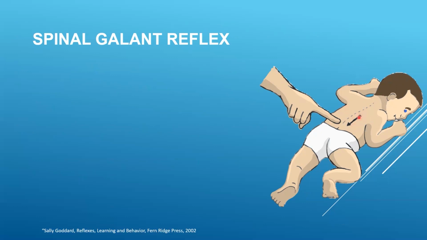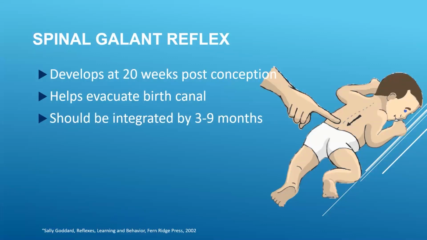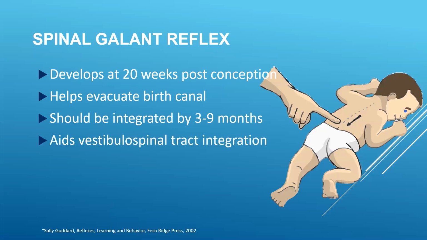And again, you could do this on an adult. You don't use a lot of pressure, but enough pressure that you could almost think of it as tickling. It's not really tickling the kid, because that's a different type of perception. So you put your finger on and rub it down towards the edge of the diaper. This develops at about 20 weeks post conception, and it helps to get the child out of the birth canal. It should be gone by the time the kid is about 3 to 9 months old.